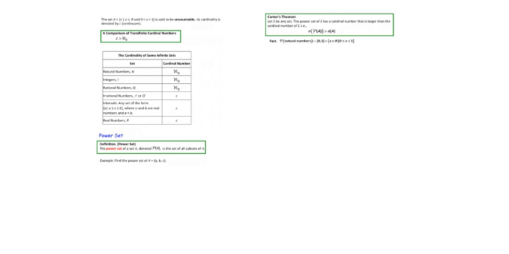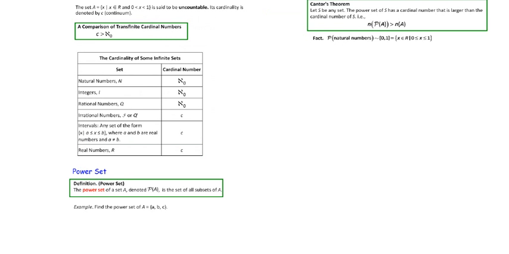So it is said to be uncountable. The cardinality is denoted by C, which is a continuum. So continuum is bigger than alpha null. So it's just saying it's a bigger set of infinity. So this little table kind of helps you get a cheat sheet of what the cardinality of some infinite sets are. So our natural numbers, integers, and rational numbers are all going to be alpha null. Our irrational numbers, any intervals that we have, and real numbers are all going to be a continuum, so C.